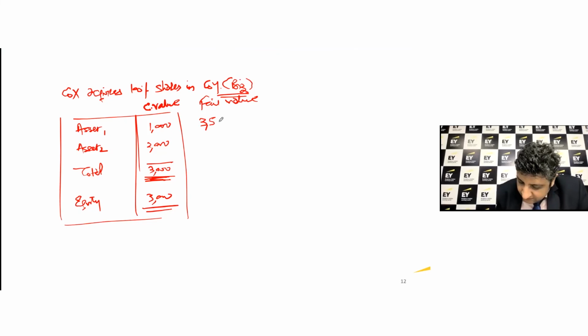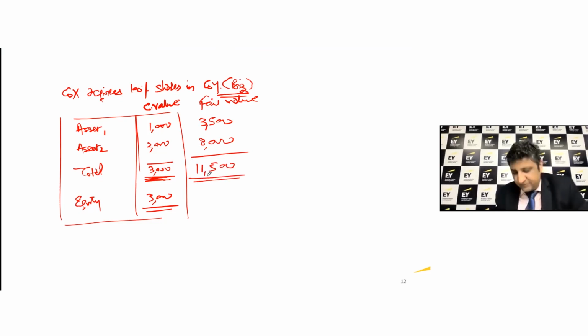This is 3,500 and this is 8,000, which makes it, of course, 11,500. All right. Now, the argument is very simple, very straightforward: if company X wants to acquire the business of company Y, it's a running business, it wants to acquire the shares in company Y so that it can acquire the business of company Y.